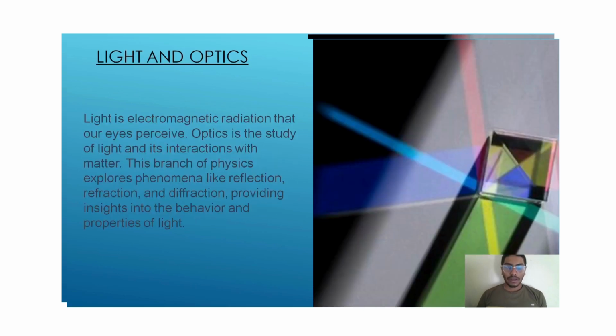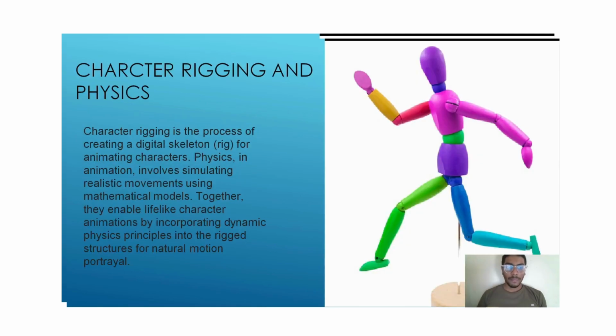Light and optics. Light is electromagnetic radiation that our eyes perceive. Optics is the study of light and its interaction with matter. This branch of physics explores phenomena like reflection, refraction, and diffraction, providing insights into the behavior and properties of light.